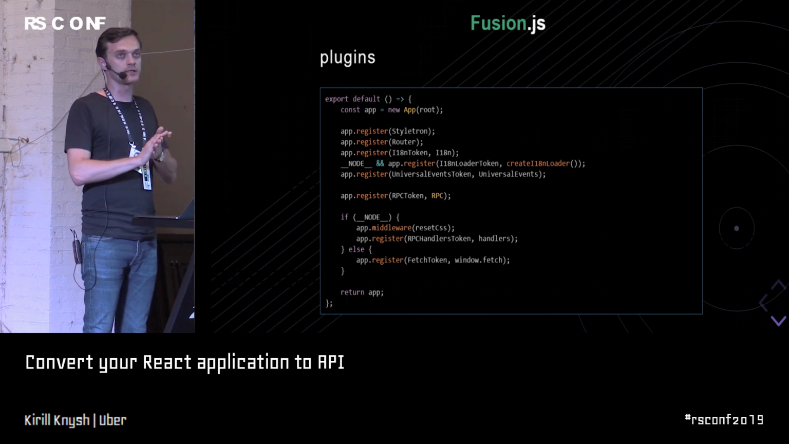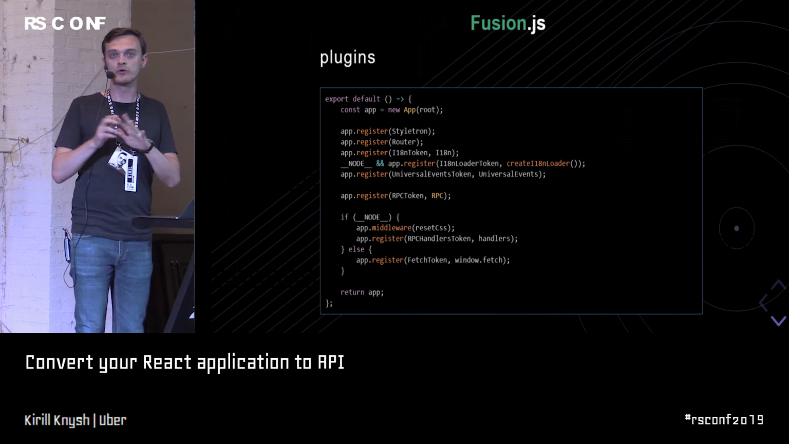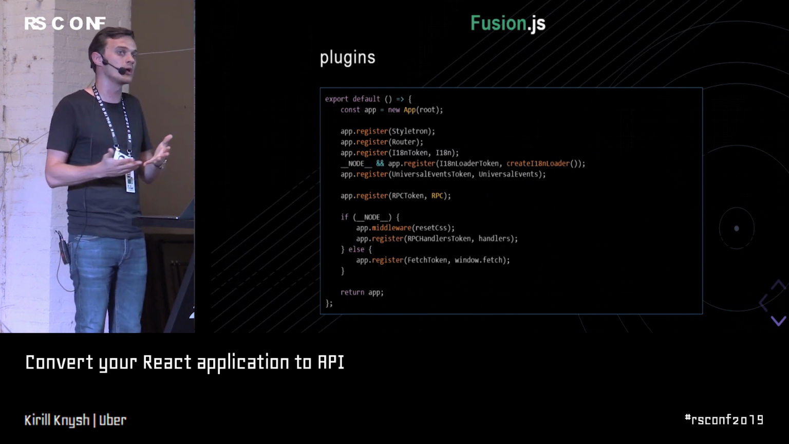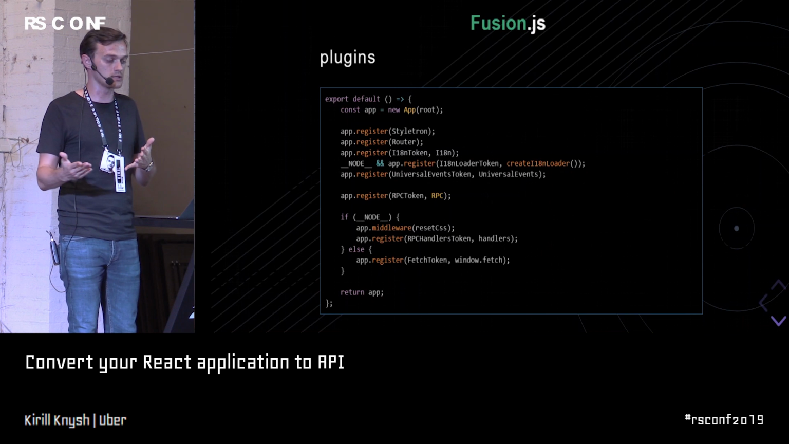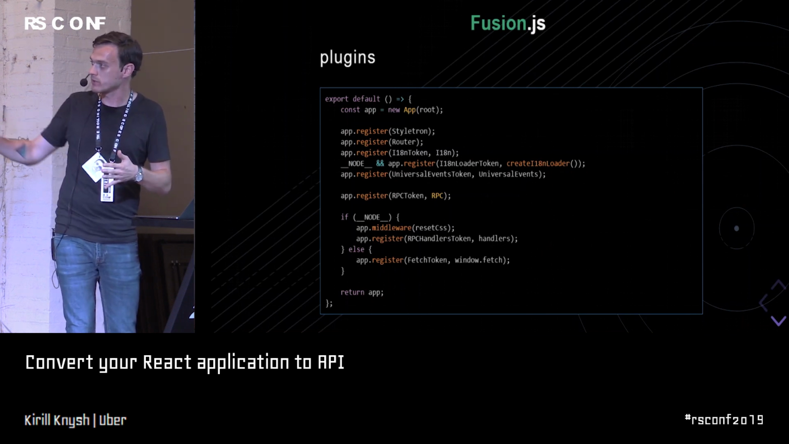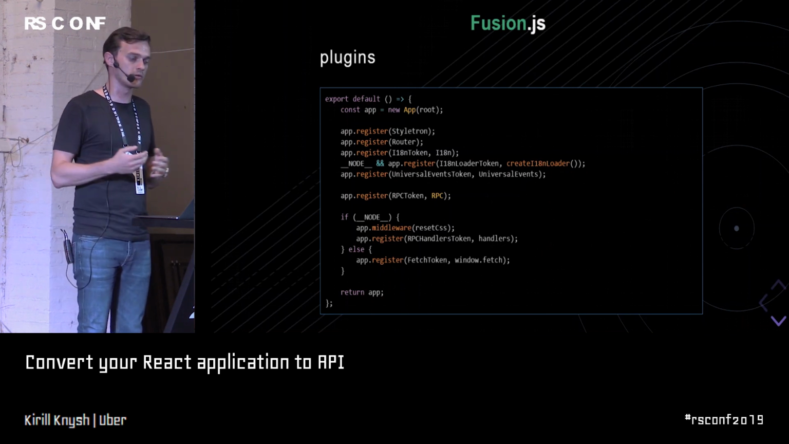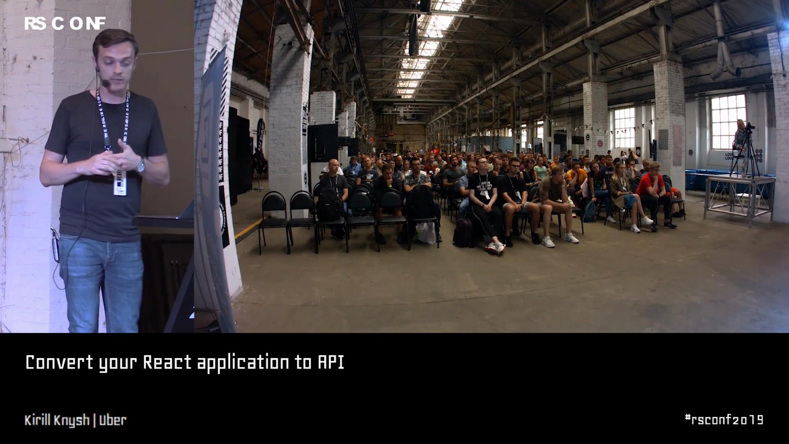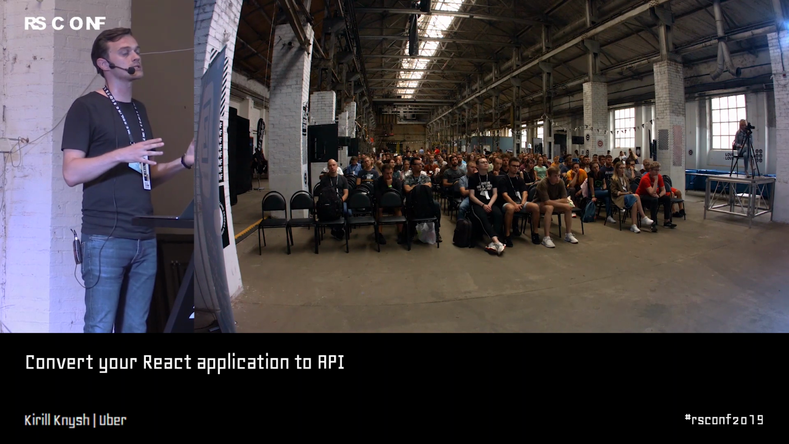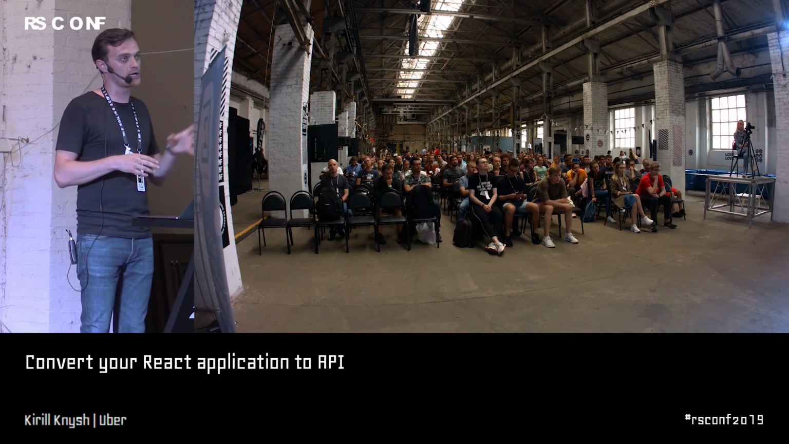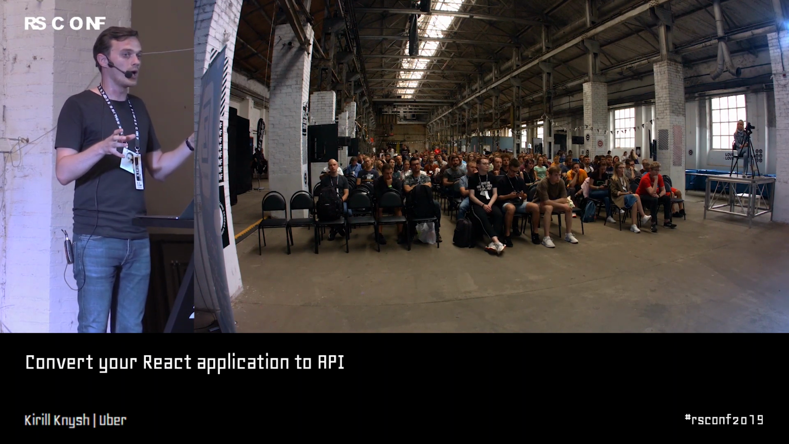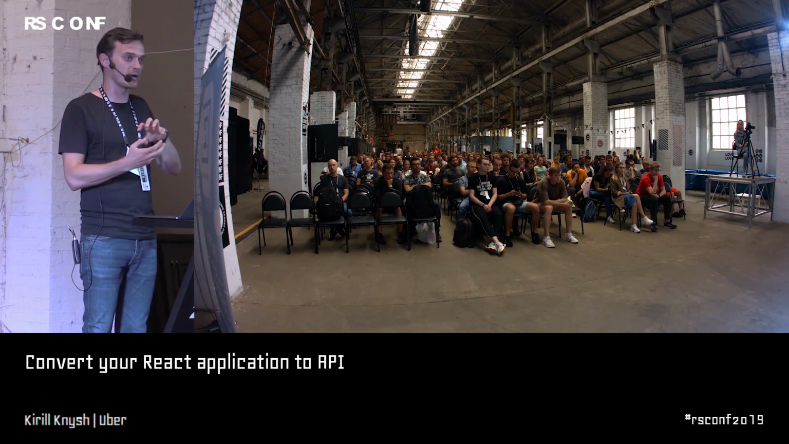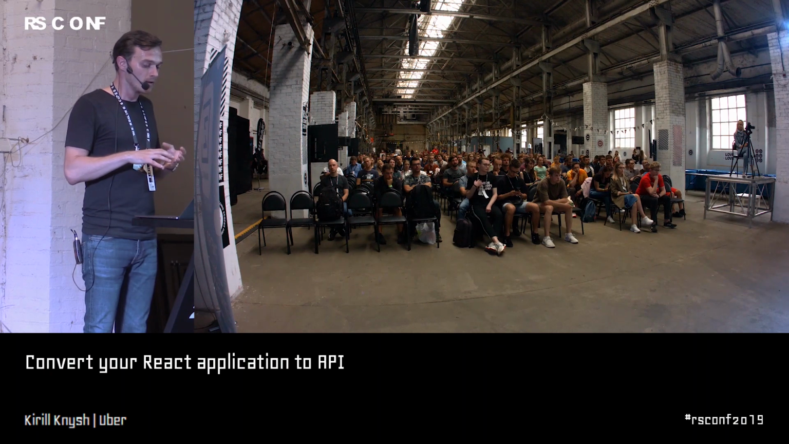This is an example of a regular Fusion.js application. Your application actually consists of registered plugins. We just register some plugins and middlewares. Middleware is just a simplified plugin. And we register every plugin under some token, so you may think of plugins as a key-value map. Thanks to these keys, these tokens, we may create dependencies between different plugins.